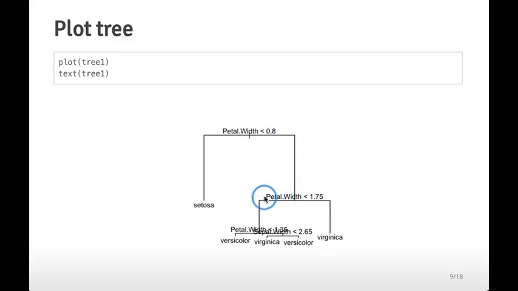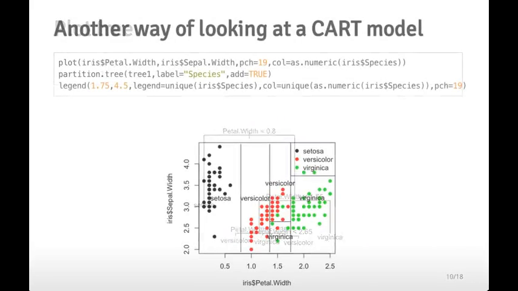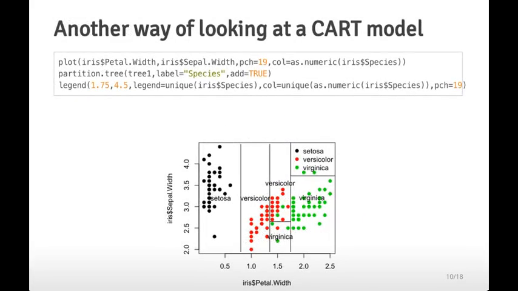So now it's between 0.8 and 1.75, and then it continues to split and so forth down the way. Another way that we can look at this, when we have just two continuous predictors in the models, is to plot what those splits look like in the two-dimensional space. What I've done here is plot the petal width versus the sepal width, and again, these are colored by the species that they belong to.